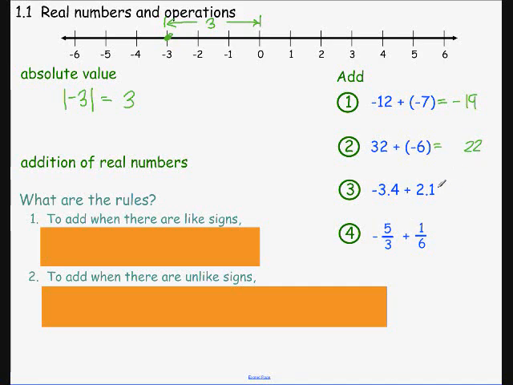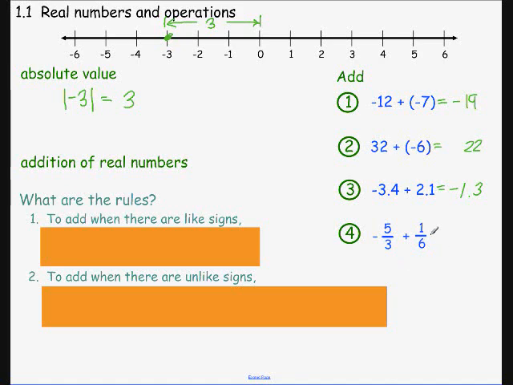How about this one? I have a negative and a positive, so I'm going to look for the difference between them. What is the difference between them? 0.3 and 1. And the sign I'm going to use? The sign of the larger one, which is negative.